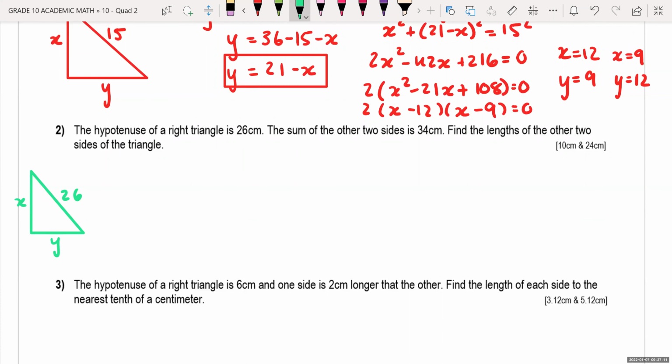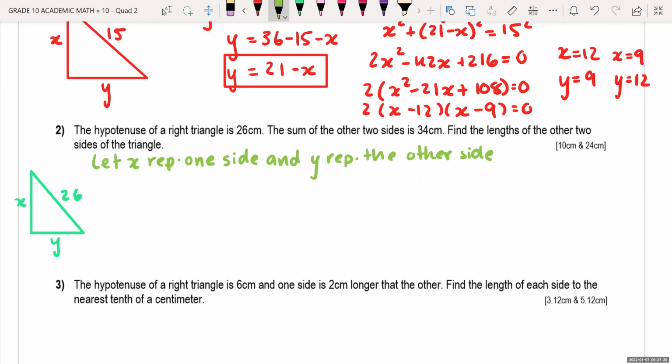I need a let statement, which is going to be let X represent one side and Y represent the other side. The sum of the other two sides is 34. So that's one piece of information that we're going to use to solve this question. We're going to take our side length X plus our side length Y, and let that equal 34.